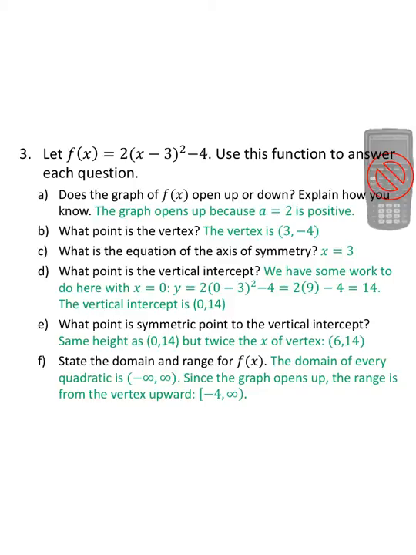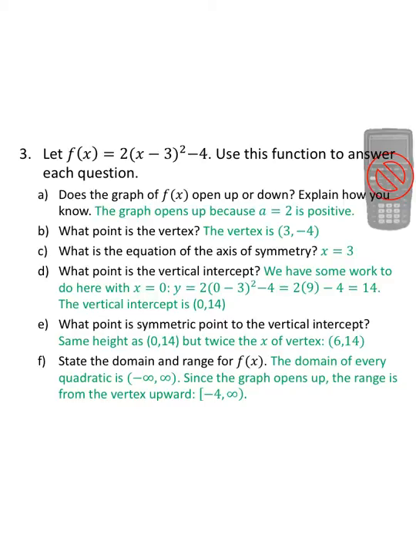What point is the vertical intercept? Now we want our answer in point form. Think about the xy coordinate system. Which one is vertical? The y value is vertical. So to find the vertical intercept, I'm going to make an x value of 0, and I want to find the y that goes with it.